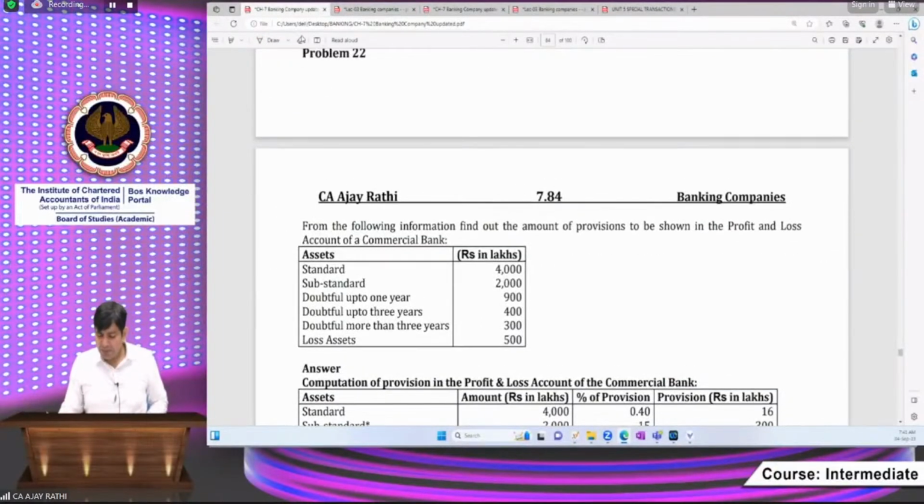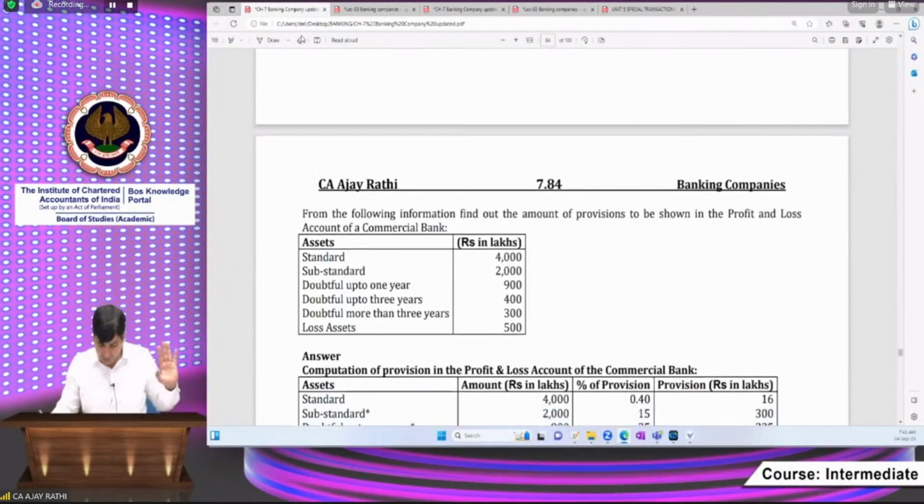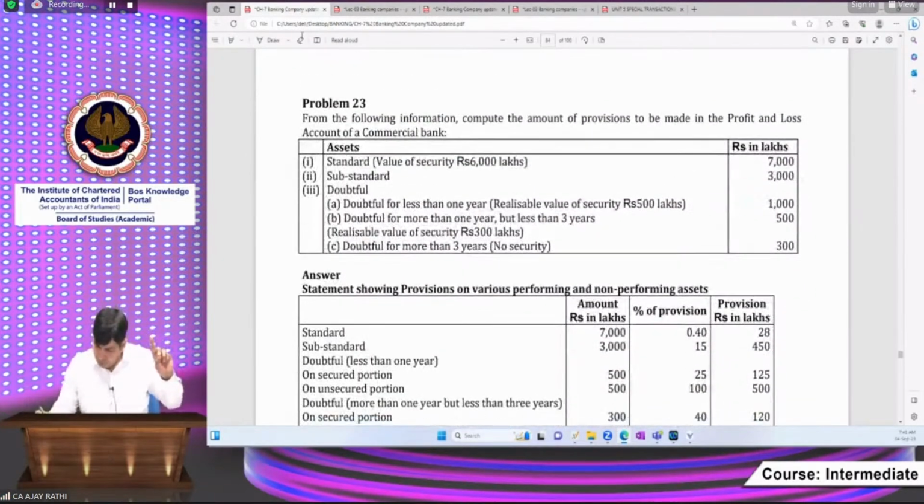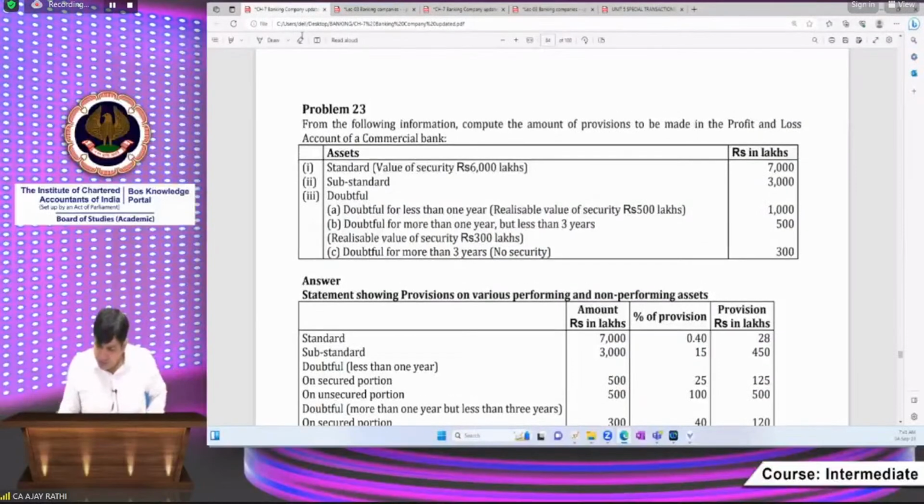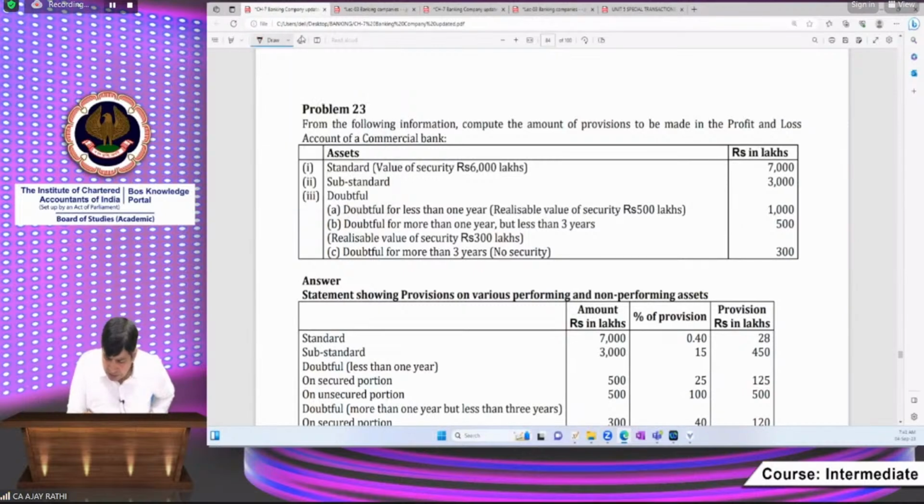Can you please tell me, should I leave this topic now? Are you able to practice in this way? If you give permission, only then I can move to the next. Anyways, such questions will still be practiced by me in the class. Please see this question, problem number 23. After that, we shall leave this topic and move to the next topic.